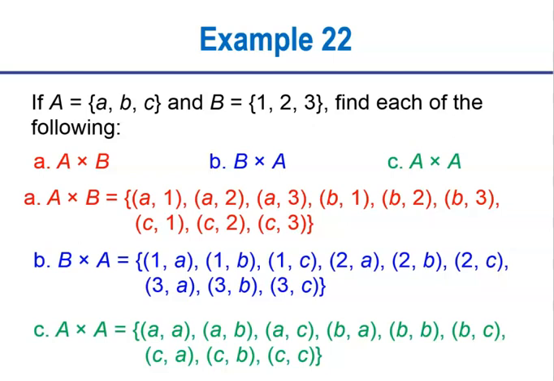Looks good, doesn't it? One thing I want to point out: remember the fundamental counting principle means we can multiply these together to figure out how many you're going to have. A has 3 elements, B has 3 elements, so there should be 9 ordered pairs. Count them: 1, 2, 3, 4, 5, 6, 7, 8, 9. Sure enough. And the other way around, B cross A: B has 3 elements times A has 3 elements, also 9. And even A cross A, 3 times 3, fundamental counting principle, equals 9.